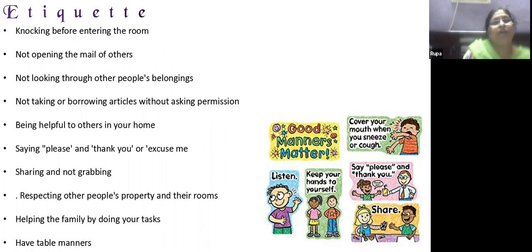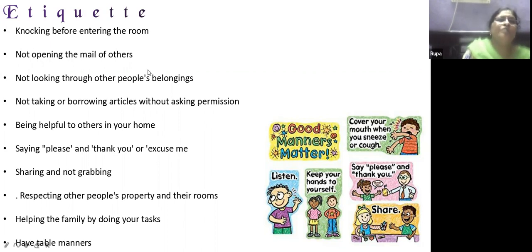Knocking before entering the room. Even in a home, it's manners, children. If a door is closed, what is the first thing you got to do? Knock. The other person may be busy also, so it is always a good sign. It is always considered to be good manners to first knock the door and enter a room. You just can't enter anybody's room just like that.